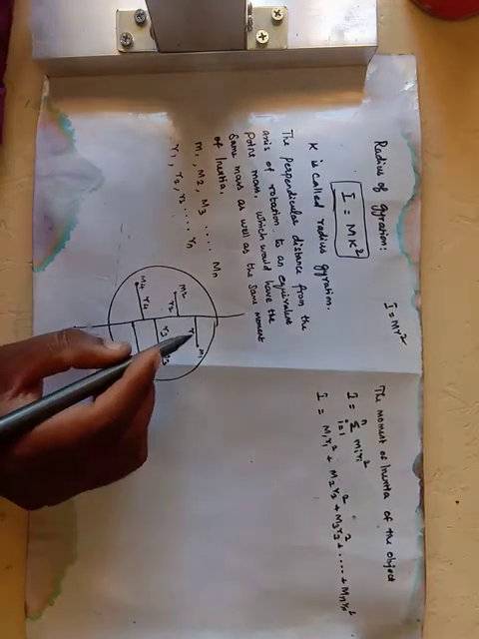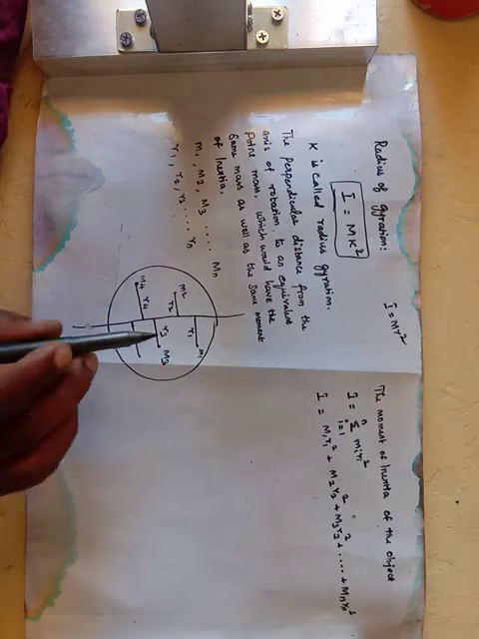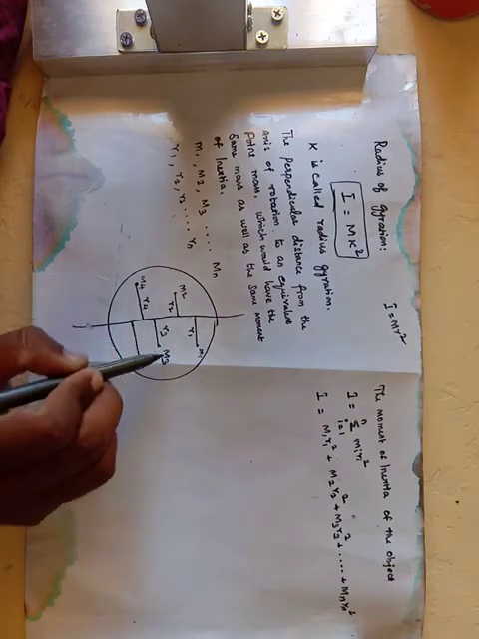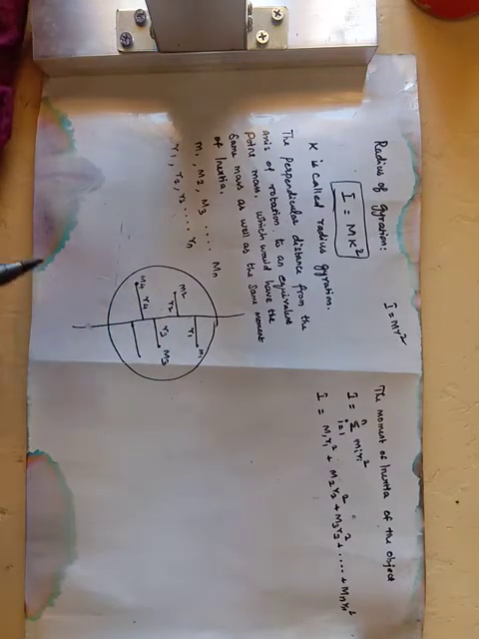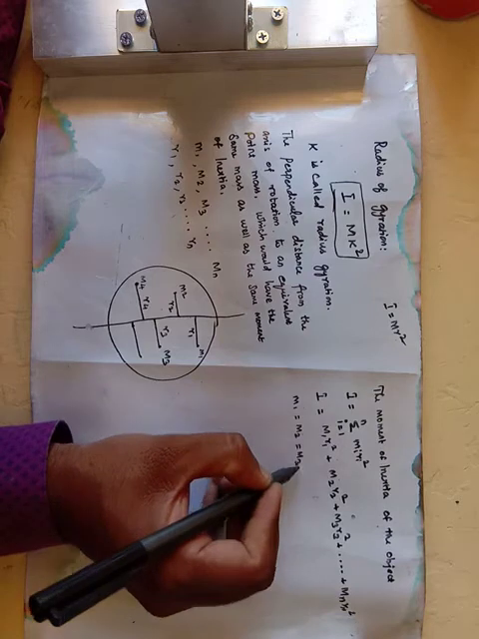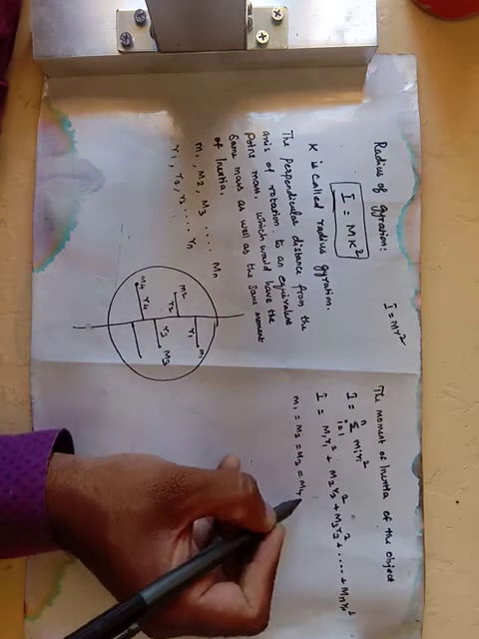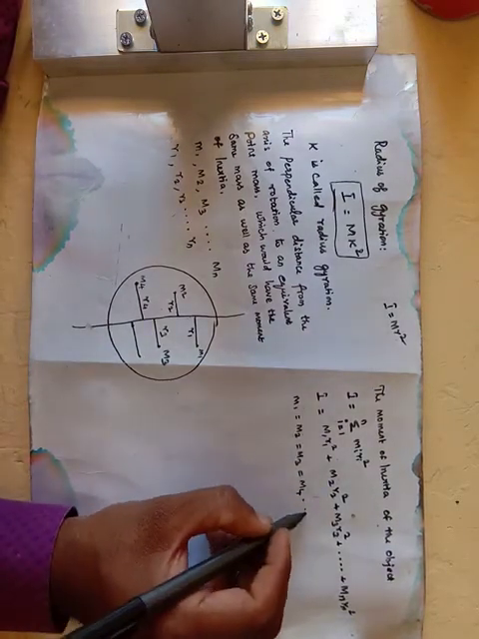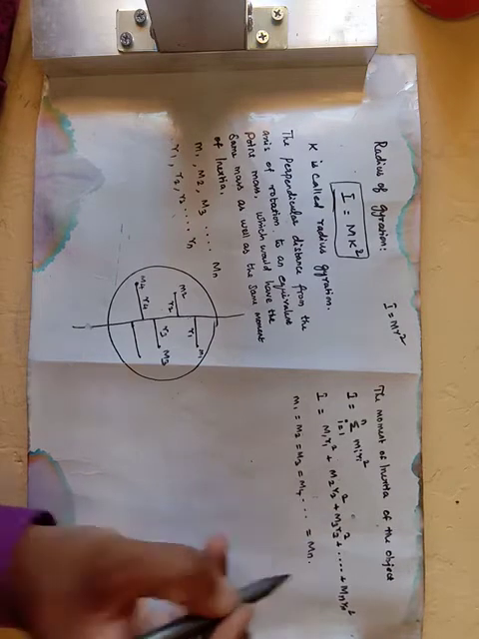So in this rigid body we are taking the masses m1, m2, m3, all as point masses. Here the point masses are equal. m1 is equal to m2, which is also equal to m3, which is also equal to m4, and like this up to mn.